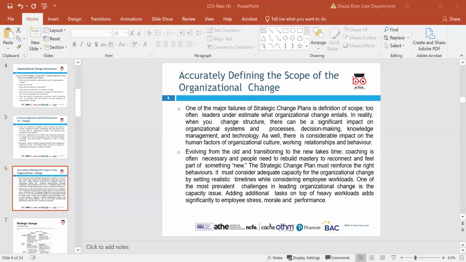Evolving from the old and transitioning to the new takes place. Coaching is often necessary and people need to rebuild mastery, to reconnect and feel part of something new. So the strategic plan must reinforce the right behaviors. It must consider organizational change, because that's a big part of it. It might be an official thing, but you need to make sure that you are establishing that it is organizational change.